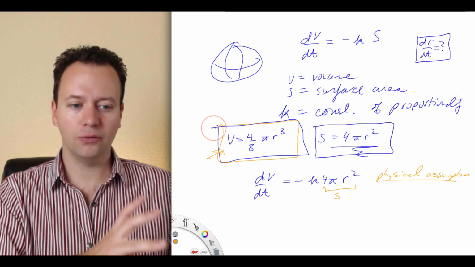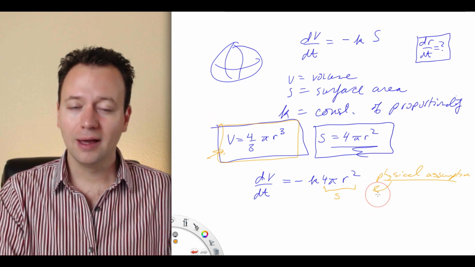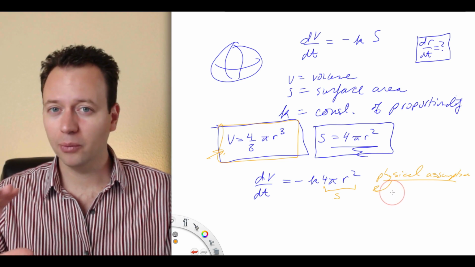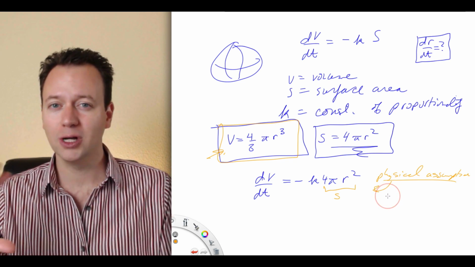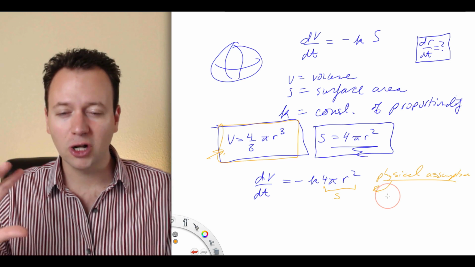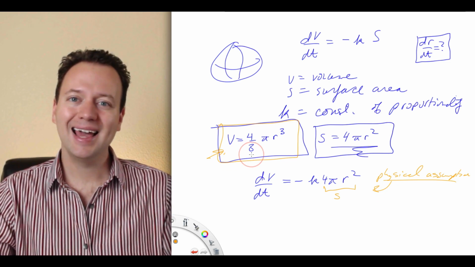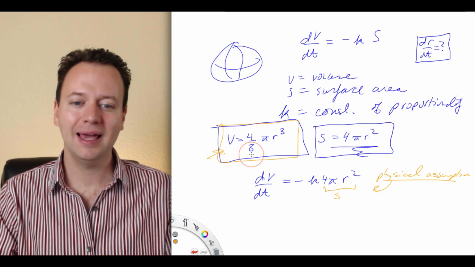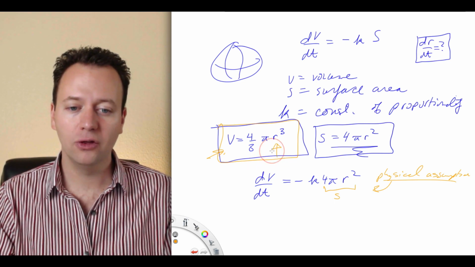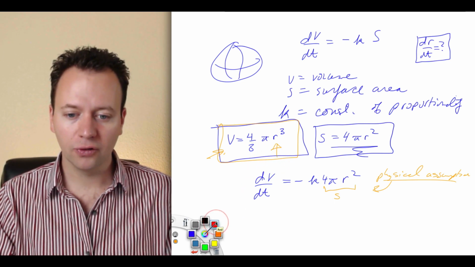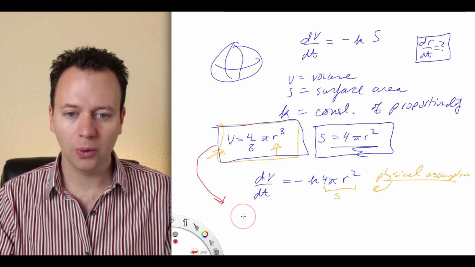So regardless of what our physical assumption is, whether volume is changing at a rate proportional to the surface area, or volume is changing at a constant rate, or volume is changing at a rate proportional to the surface area squared, dV dt and dr dt must be linked via the derivative of this equation. So from this equation, we're going to take its derivative.